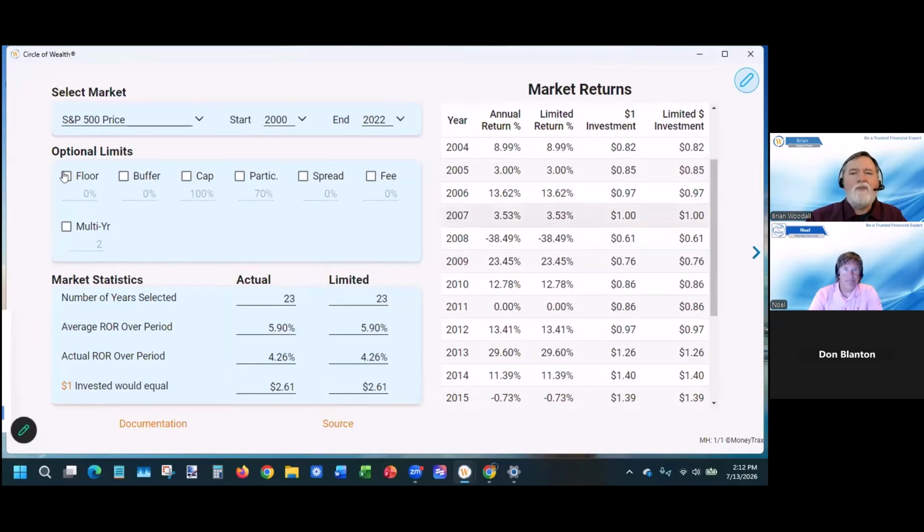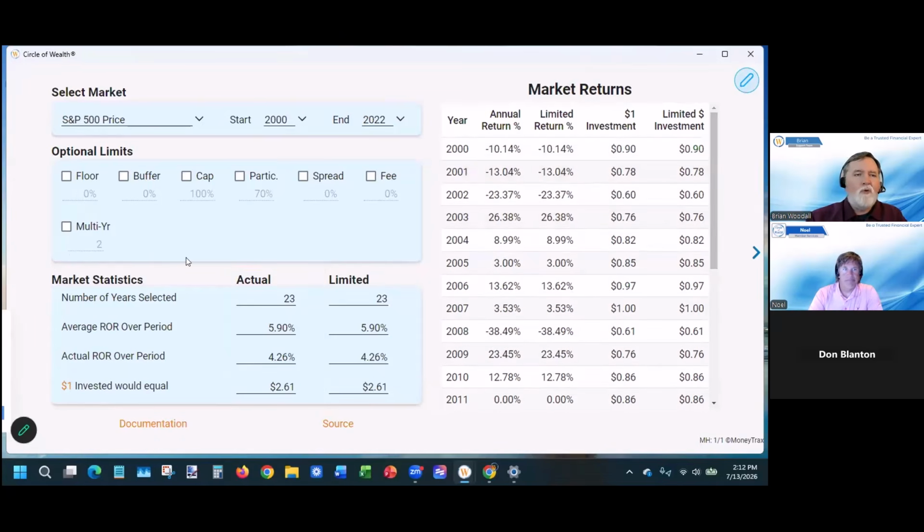So now I can also take this exact same market and show you, Mr. Client, I could actually keep you from losing any money if I could institute a floor. What happens now? You're going to notice that the actual and limited changed drastically. So instead of taking a negative 10% in that first year, I just didn't get anything. So at the end of the year in my investment, I had 90 cents. In the end of the year in my protected environment, I still had $1. In fact, you'll notice I'm 40% better at the end of 2002 if I could have just avoided the losses.